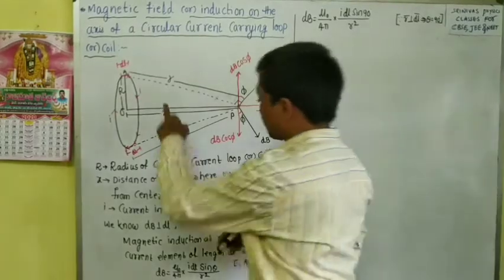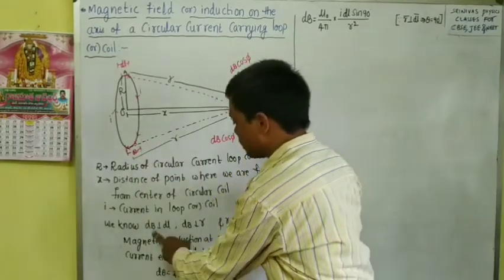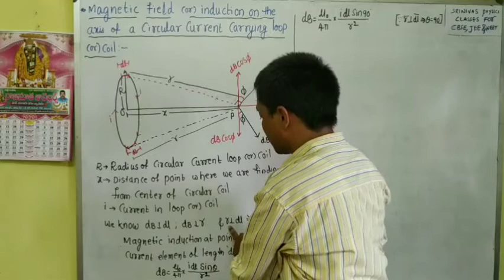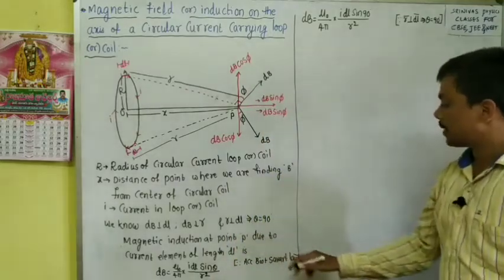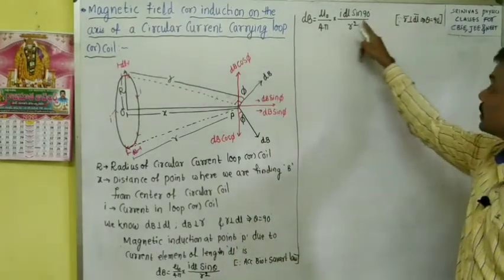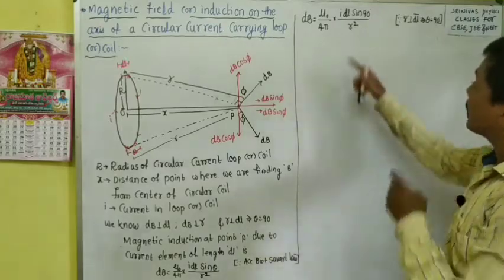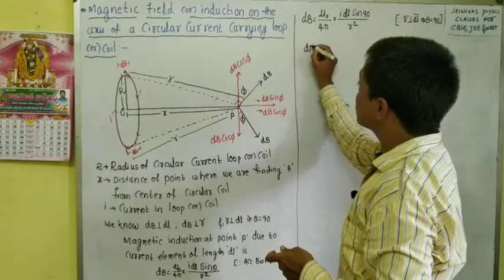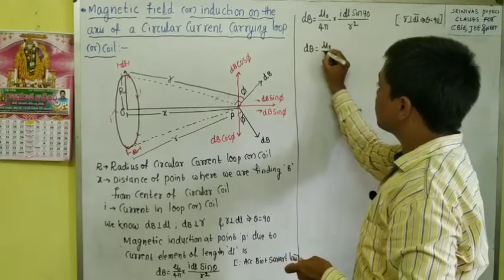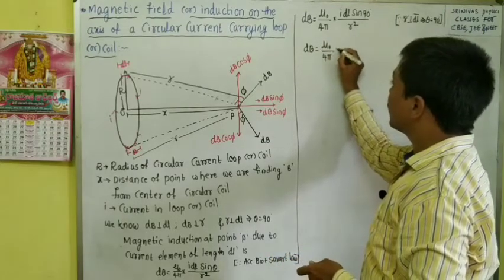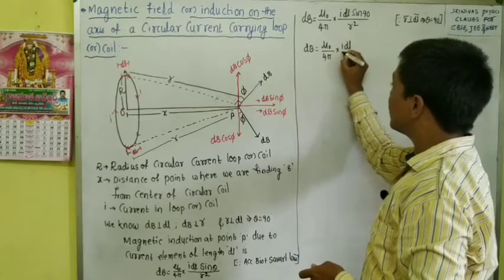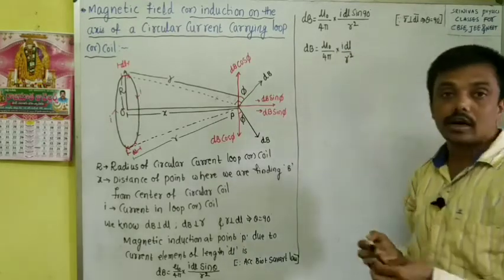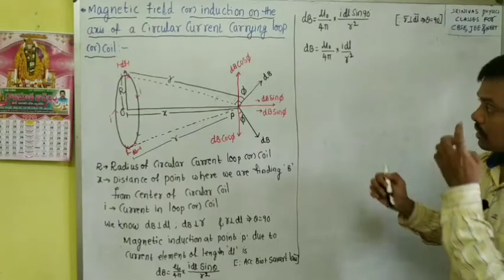We know already r is perpendicular from the figure. We write all these things: dB perpendicular to dl, dB perpendicular to r. But r perpendicular to dl means we will get theta 90 degrees. You substitute that in this equation, then we get the dB formula like this. Next, we will get dB is equal to mu naught by 4 pi into I dl by r square.